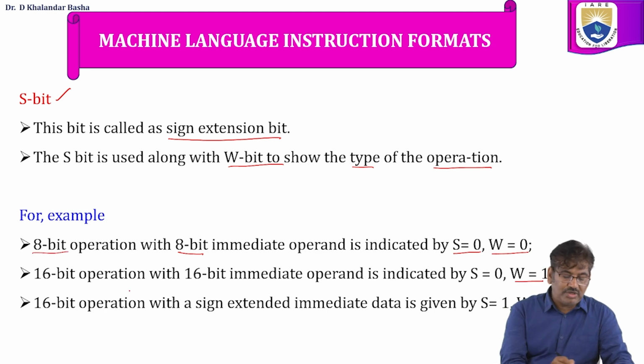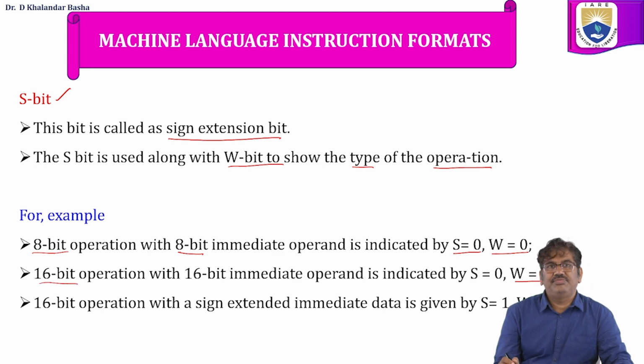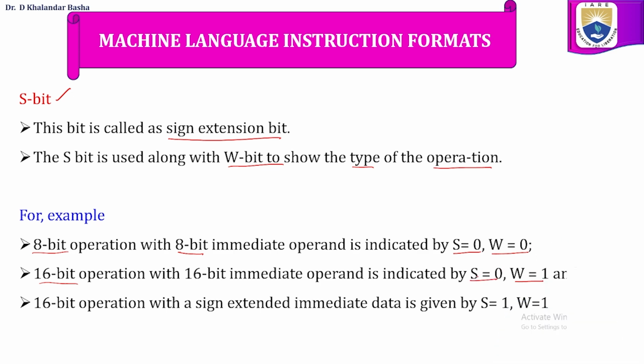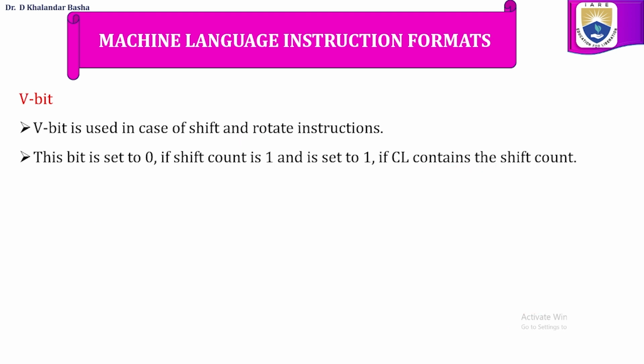Whereas W equal to 1 indicates a 16-bit operation. That means the data is also 16-bit size. And S equal to 0 means it is not sign extended. Whereas if S is equal to 1 and W is equal to 1, S equal to 1 indicates it is sign extended, whereas W equal to 1 indicates it is a 16-bit operation. So the size of the data which you are going to consider is 16-bit size.